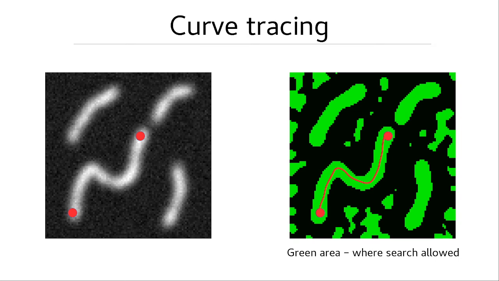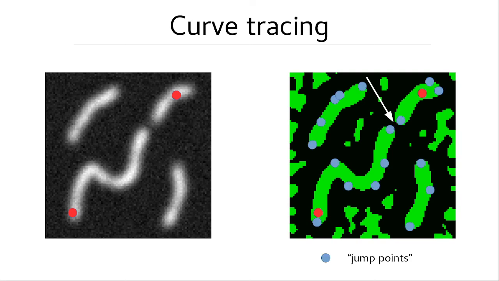This approach works really well, but it has its downsides. For example, if the curve has gaps, the selected points are located in non-connected areas of this allowed search area. For this, we developed a jump points calculation algorithm. It's also based on the Hessian matrix eigenvalues analysis. I will not go into details on it now, but one can select these so-called jumping points, which are located mostly at the tips and boundaries of the curves.